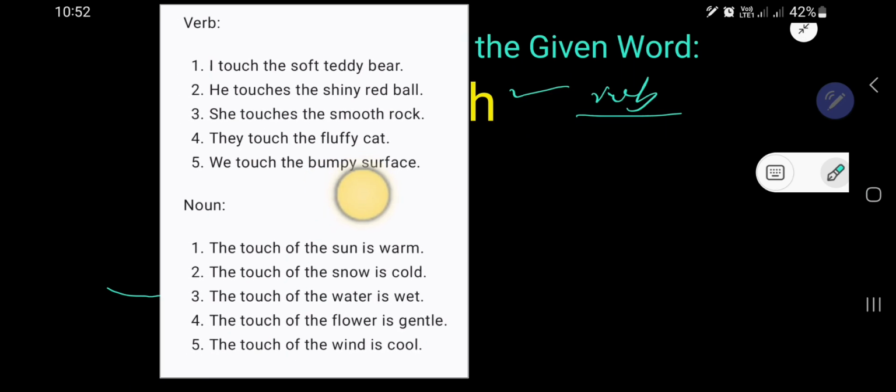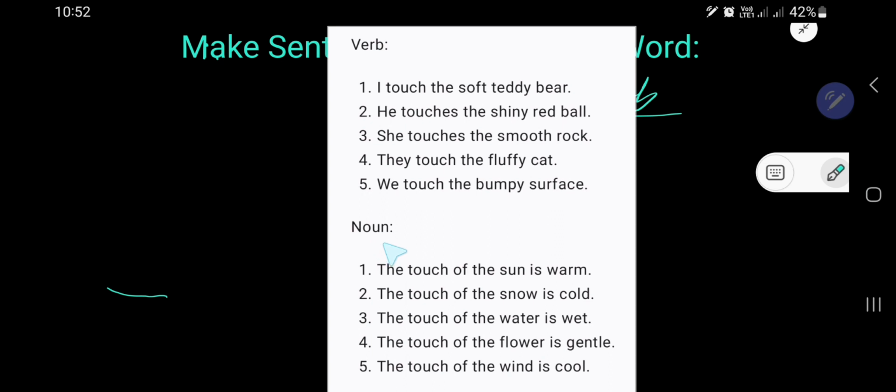Here we have used touch as a noun. The touch of the sun is warm. The touch of the snow is cold. This touch is used as a noun because look, before touch we have used the article the.